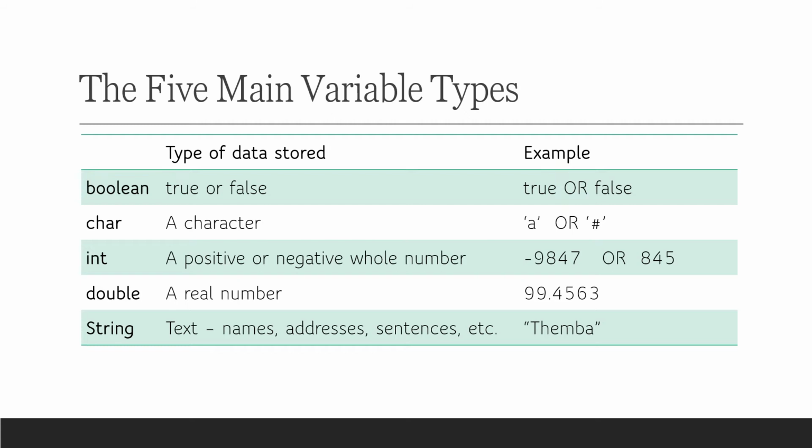And the next one we'll use a lot is a string. And in a string, you can store text. Examples are a name or an address or a sentence and that type of thing. And a string you will put in double quotes. An example would be timber.